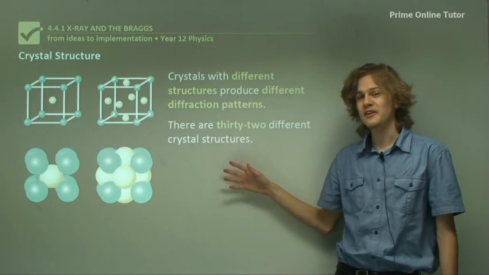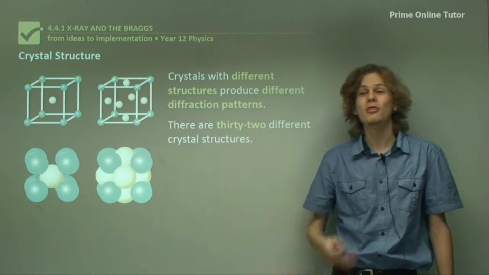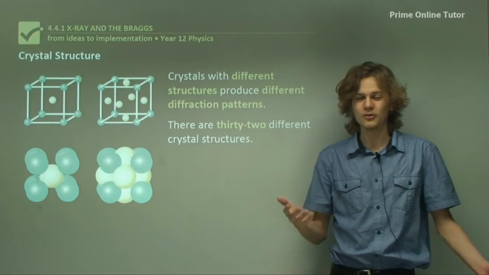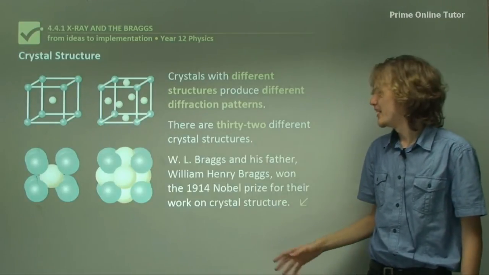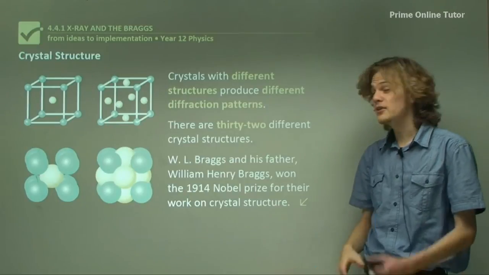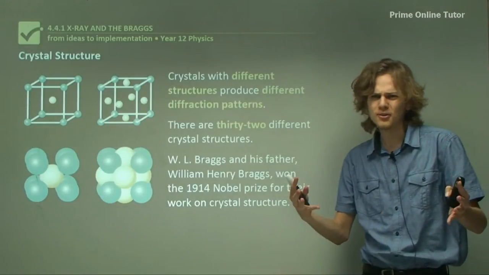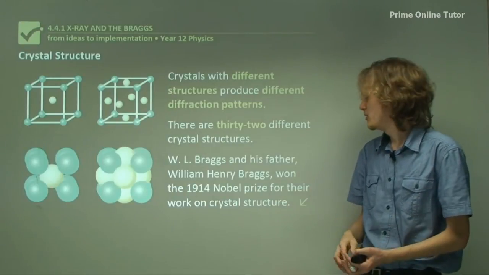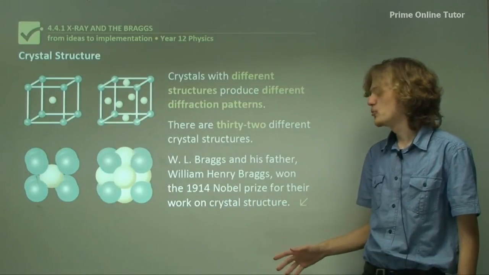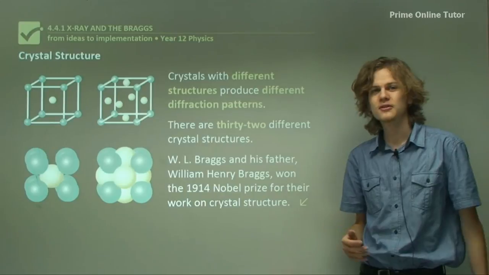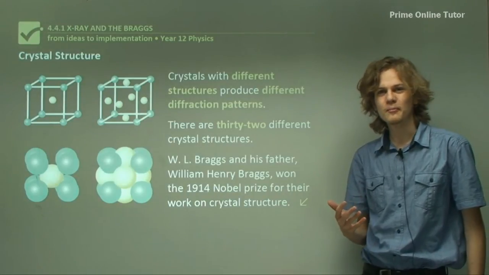As it turns out, there aren't just 2 different crystal structures, there are 32, which is quite a lot. William Lawrence Bragg and his father, William Henry Bragg, which is a little confusing because they're both called William Bragg, won the 1914 Nobel Prize for their work on this. So it was a pretty big deal at that point.